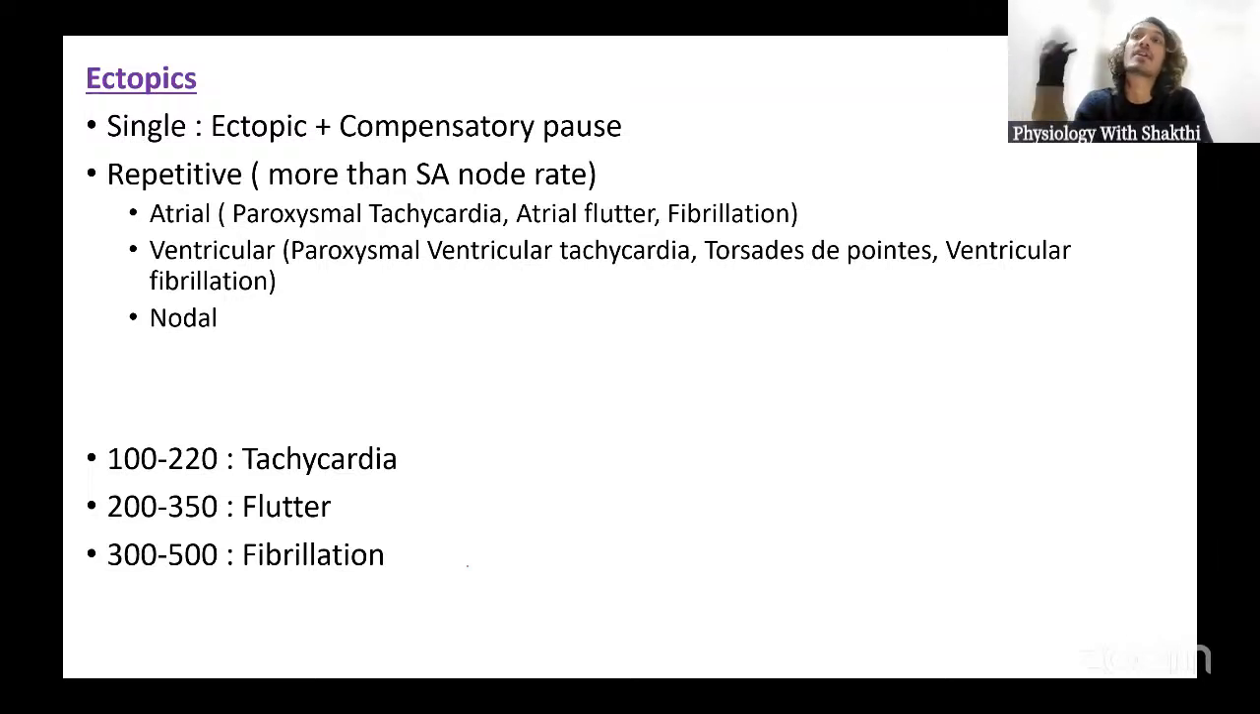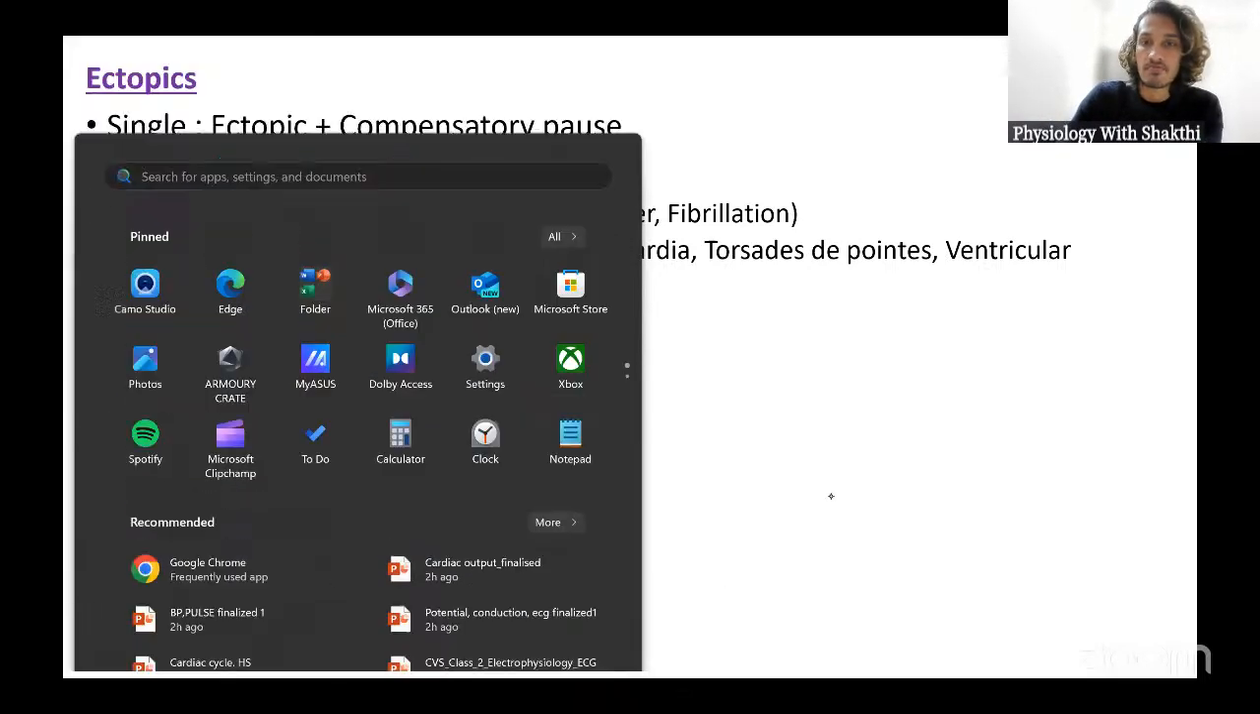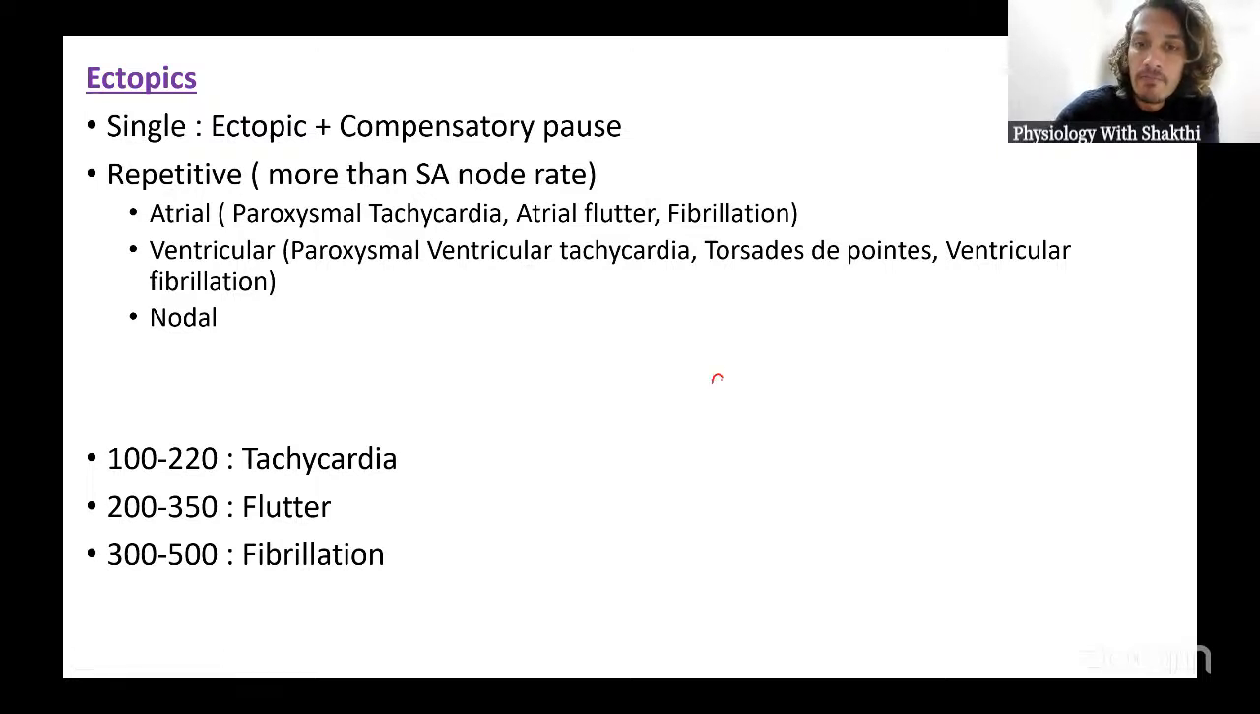I've seen a question where they ask why the compensatory pause happens. So a P wave is there, a QRS complex is there, then a P wave, QRS complex, P wave again. Now imagine over here this is a P wave and a QRS complex, and now what will happen? Some ectopic is coming, an ectopic beat.